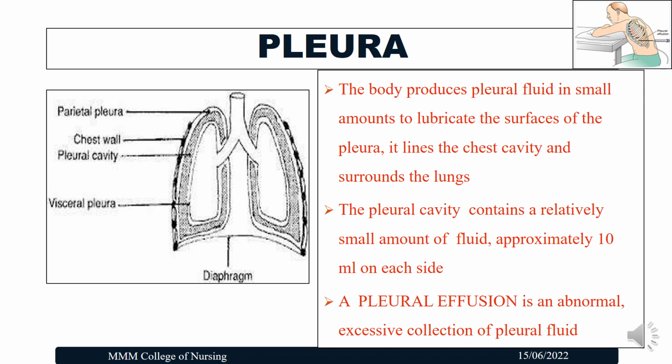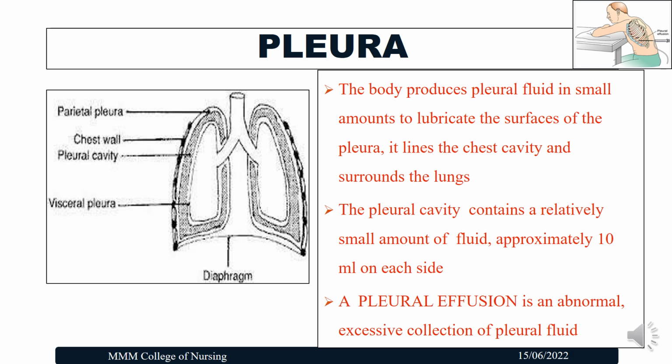The main function of this pleural fluid is to lubricate the surfaces of the pleura, so there won't be any friction between the visceral and the parietal pleura, and it also helps the expansion of the lungs. It lines the chest cavity and surrounds the lungs. The pleural cavity contains a relatively small amount of fluid, approximately 10 ml on each side.